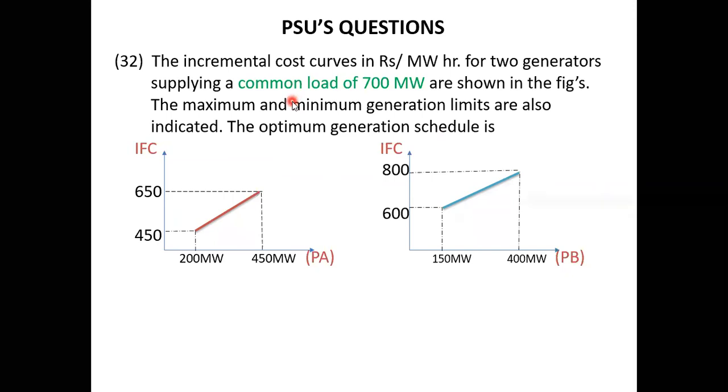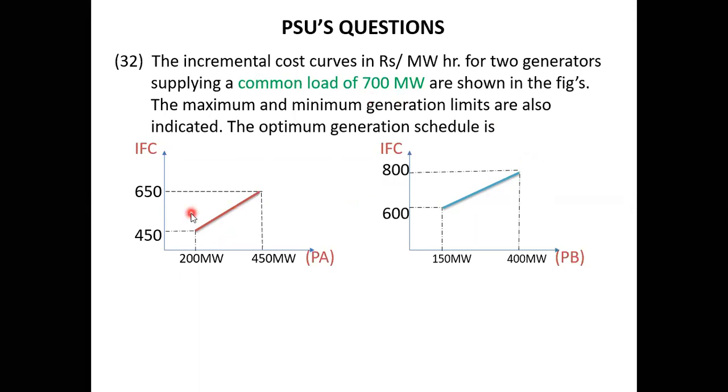So here we need to understand the first point: common load is equal to 700 megawatts. Means P1 plus P2 is equal to 700 megawatts. Common load is equal to 700 megawatts means together these two generators must produce up to 700 megawatts. So that's why we can write here P1 plus P2 is equal to 700 megawatts.